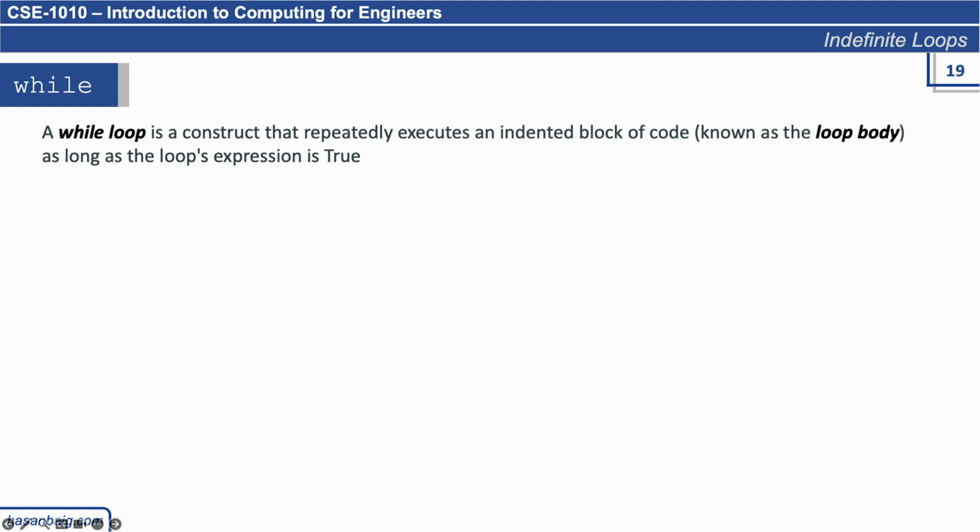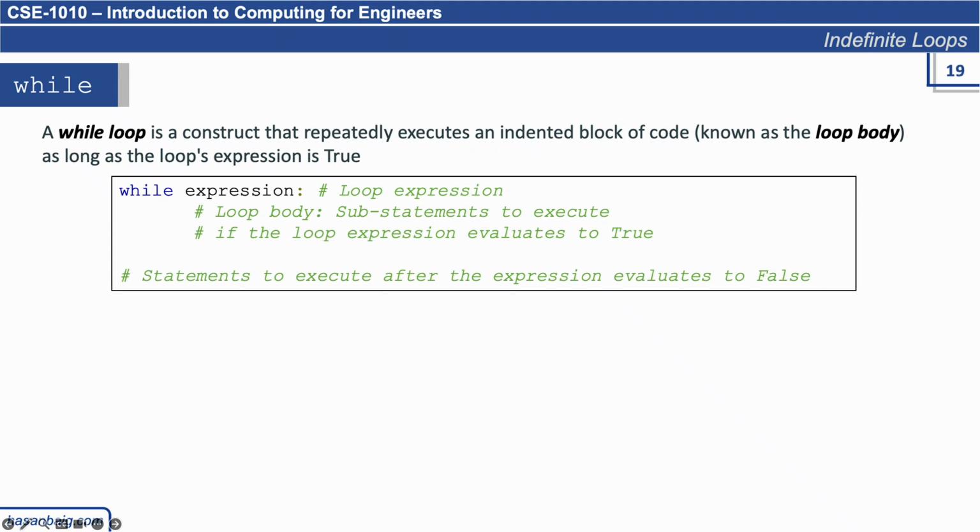The while loop is a construct that repeats itself until a certain condition is satisfied, and it repeats the block of code that is defined underneath the while loop, the loop body. It keeps on executing as long as the condition is true. Once the condition is false, the loop is terminated. So the general syntax for this one is while expression. The expression is the condition which it keeps checking, and it executes all the things that are defined underneath it.